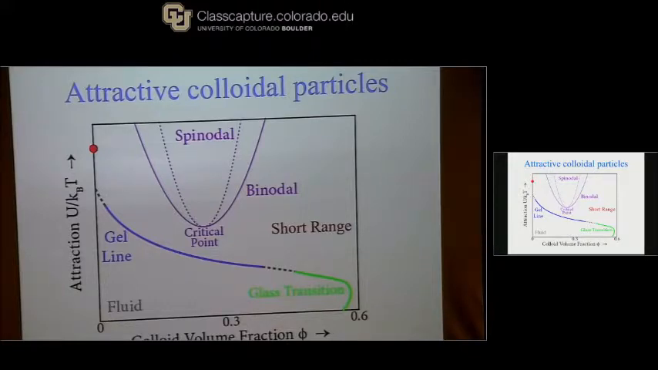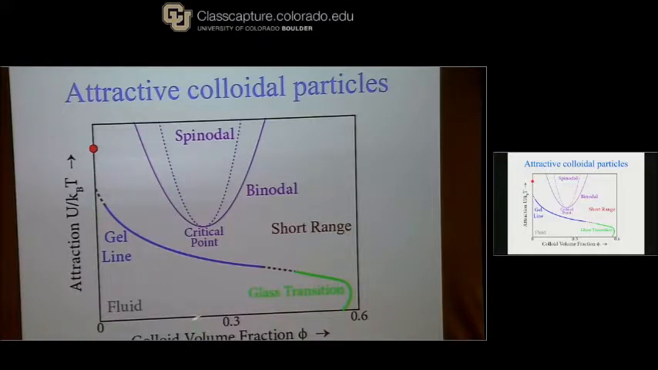But if I take colloidal particles and I make them attractive, then the first thing that's going to happen before they gel, actually, is that they can undergo something like spinodal decomposition or binodal decomposition. They can phase separate into two regimes. There's nothing to stop you from doing that.